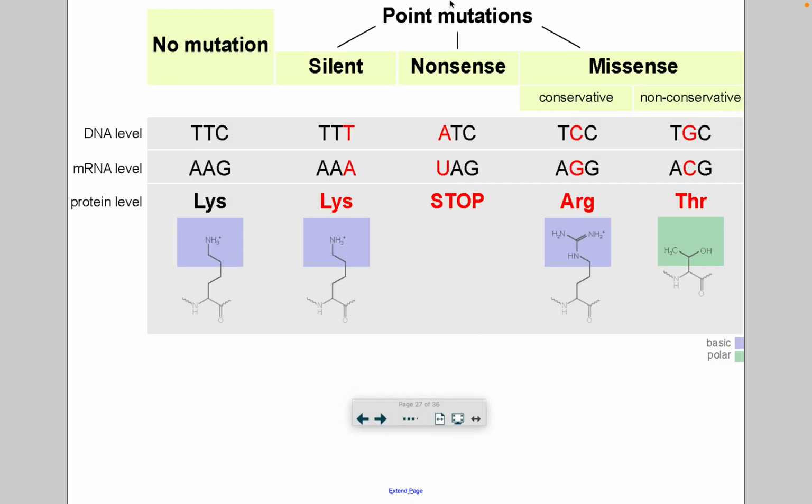Some more point mutations. So I have in the notes nonsense, where if I change that letter, this is normal, TTC, and it turns into ATC. Now I have a premature stop codon. Here's a silent one, TTC, okay? All of a sudden the C becomes a T. Now take a look what happens to the mRNA level, AAG, AAA, and it still codes for lysine. So no change in the protein.